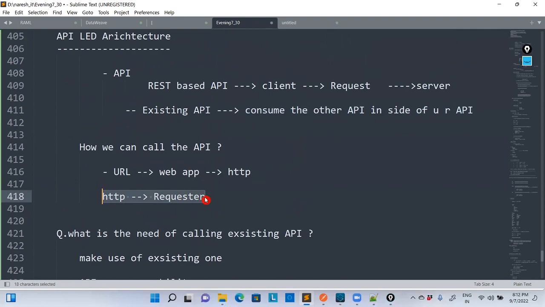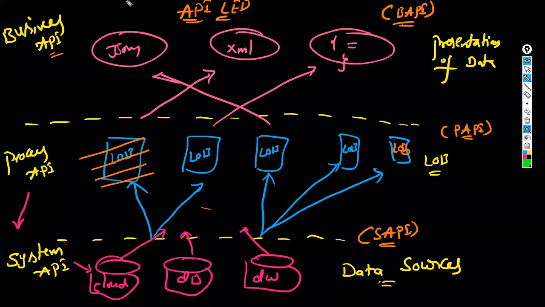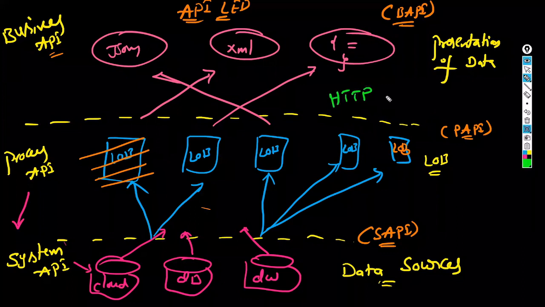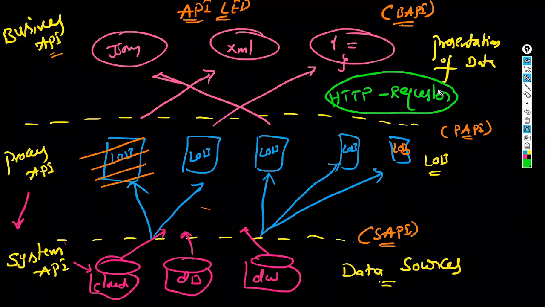HTTP requester. Whenever we need to call other APIs, or whenever we need to implement the API-led architecture, which connector do we need to use? HTTP request. That's it. That is the technical answer, and the earlier one was the theoretical one. When we go to the implementation part, we always need to use the HTTP requester. So this is your API-led architecture. It's very, very simple. Now you can understand.